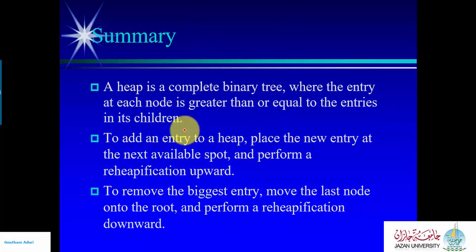So this is a summary. A heap is a complete binary tree where the entry at each node is greater than or equal to the entries of its children. So the parent should be greater. To add an entry, place a new entry at the next available spot and perform a reheapification upward. So it's nothing but percolate up. To remove an element from the heap, move the last node onto the root and perform a reheapification downwards. Nothing but percolate down. So this is what heap trees are, and this is the max heap, and these are the properties of heap trees, and we have seen how to insert an element into the heap and how to delete an element from the heap.